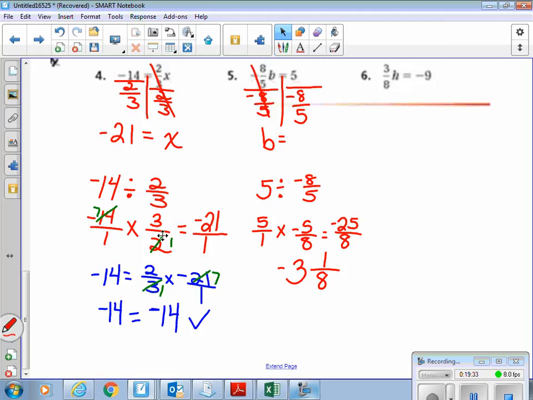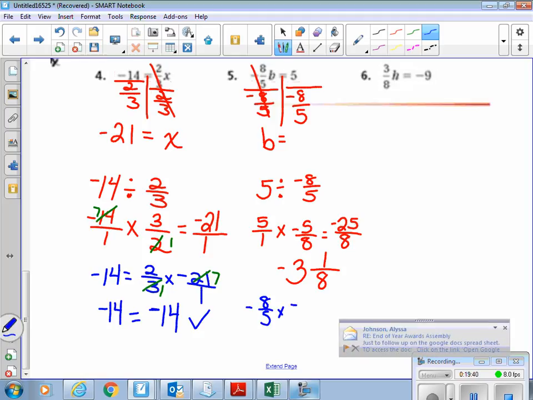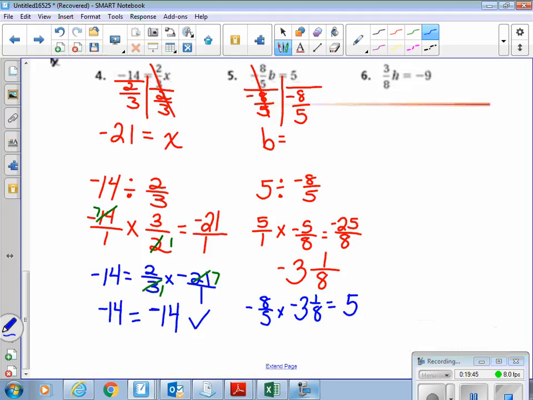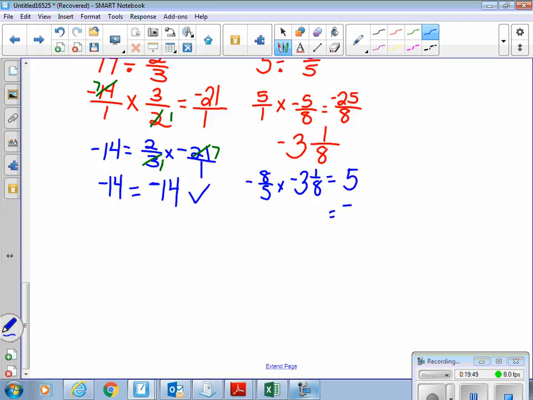We're then going to substitute that one in to check. So I've got negative 8/5 times negative 3 1/8 should equal a positive 5. Well, a negative times a negative definitely is a positive, so we're looking good so far. I've got negative 8/5 times, I'm going to change that into an improper fraction so we can actually do the work. 8 times 3 is 24, plus 1 is 25. So we've got negative 25 over 8 here.